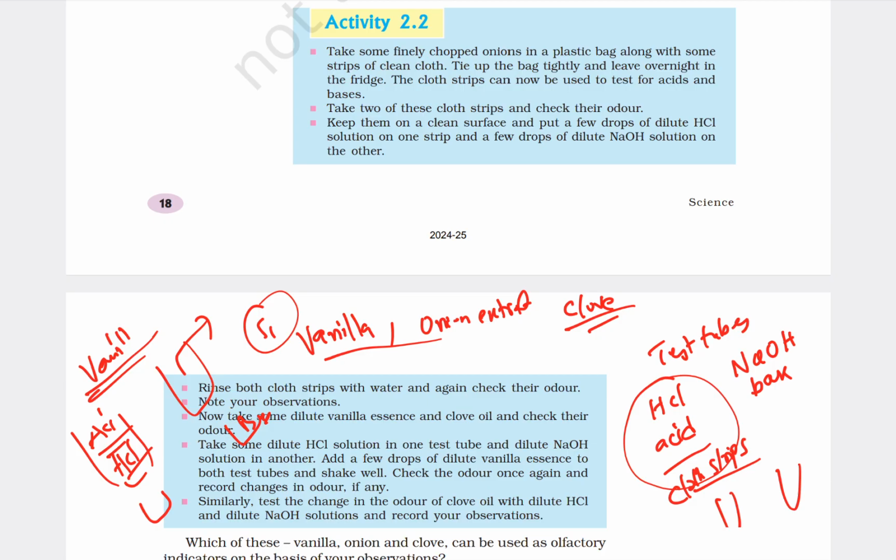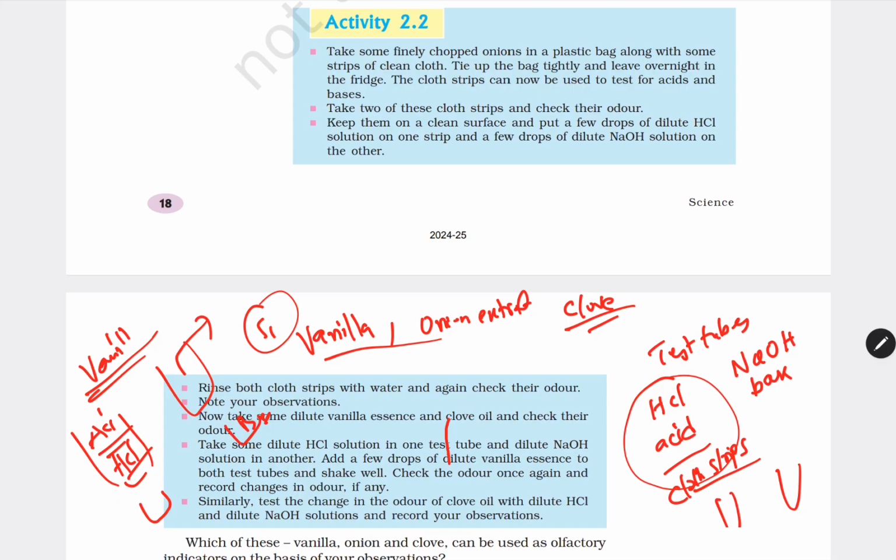So finally, what is the conclusion here? Substances like vanilla, onion or clove act as olfactory indicators, right? Because their smell changes in acidic and basic solution. Olfactory indicators means they use the smell, you are going to identify the type of material, whether it is acid or base. So in the acid medium, smell remains intact. In the base medium, smell diminishes or disappears.